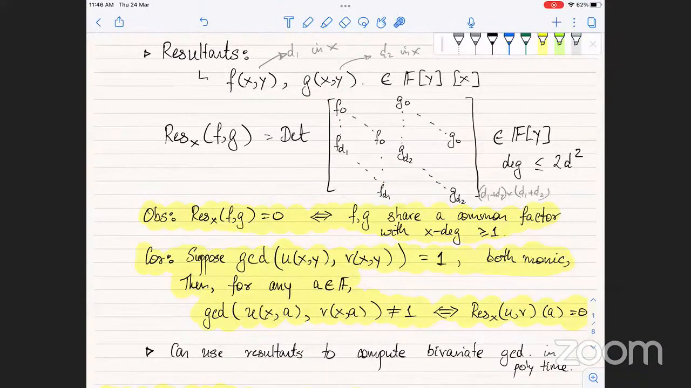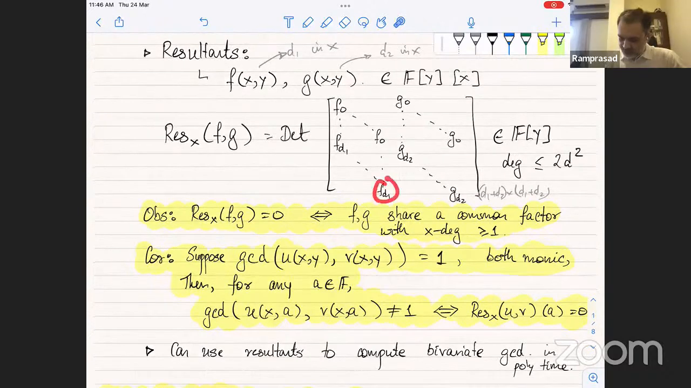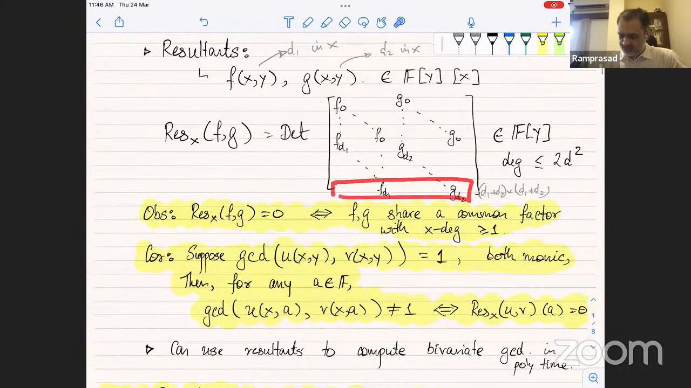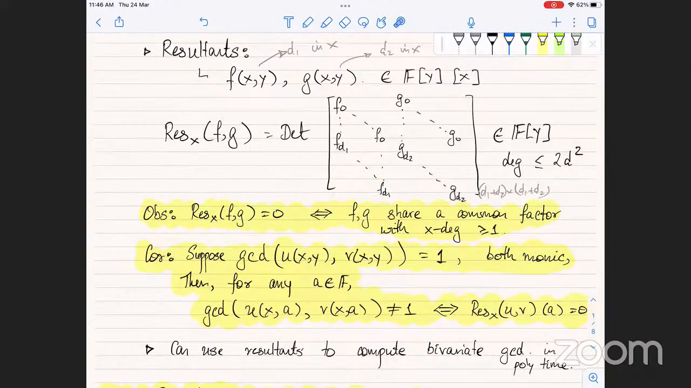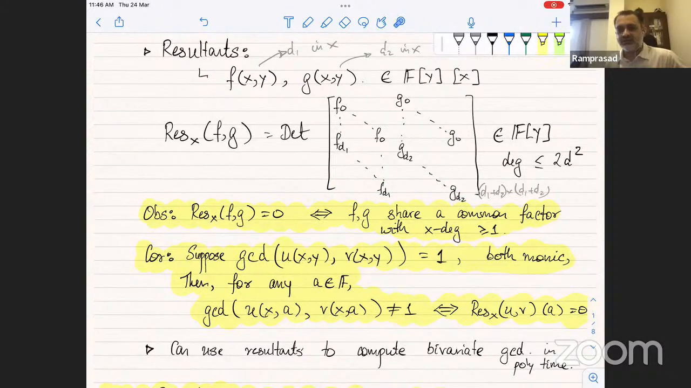No, that row might not be 0 if D2 is higher than D1. But if D1 is higher than D2 and F_D1 is equal to 0, then this row becomes 0 or something, right? Yes. So that's why we don't want issues of that sort. So just make sure that the matrix that you're writing down is of the right size. It's of the correct size.